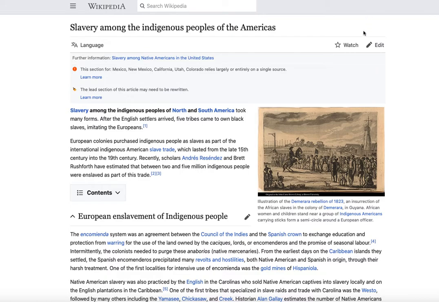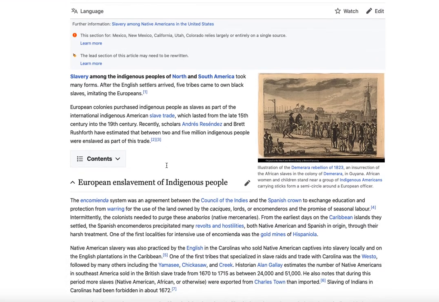Okay. So slavery among the indigenous peoples of the Americas. So not of Africa, not the indigenous black racial groups, nothing like that. This is slavery among the indigenous peoples of the Americas. Now, this is Wikipedia. In this section, for Mexico, New Mexico, California, Utah, Colorado, it relies largely or entirely on a single source. It says the lead section of this article may need to be rewritten. So again, who writes this stuff, who brings it up, I don't know. But we're just going to go ahead and look at it and read it.